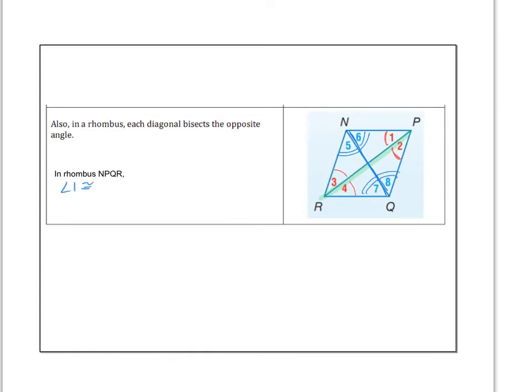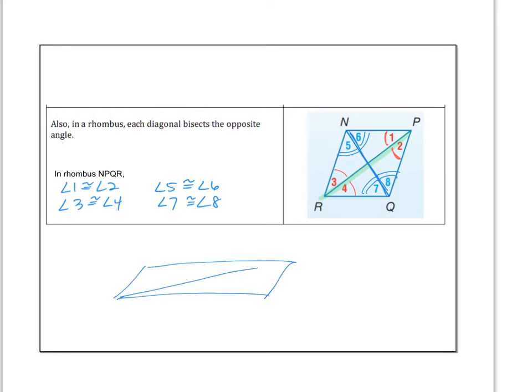Angle 1 is congruent to angle 2. Angle 3 is congruent to angle 4. Angle 5 is congruent to angle 6, and angle 7 is congruent to angle 8. And that does not happen in a regular parallelogram. Imagine your diagonal. This angle down here is not the same as that angle there.